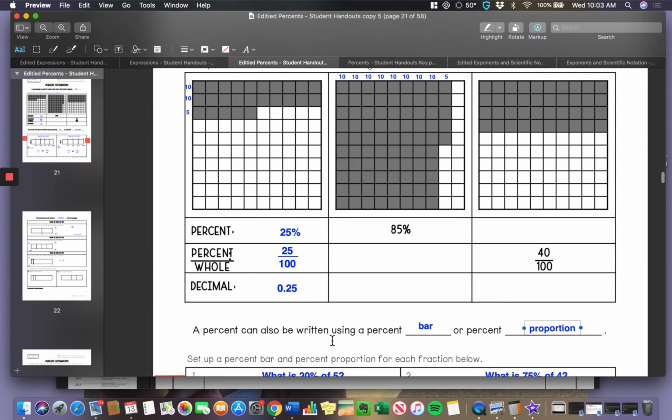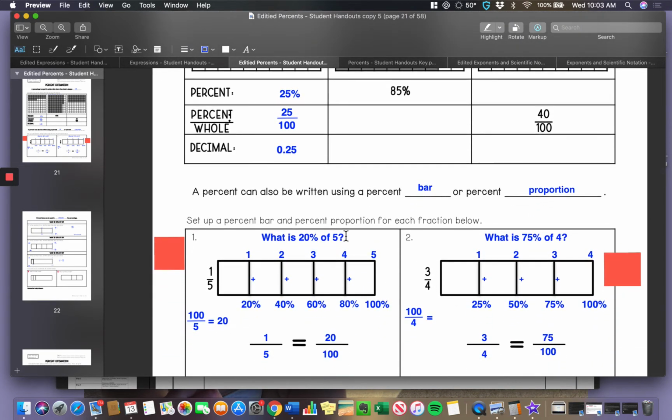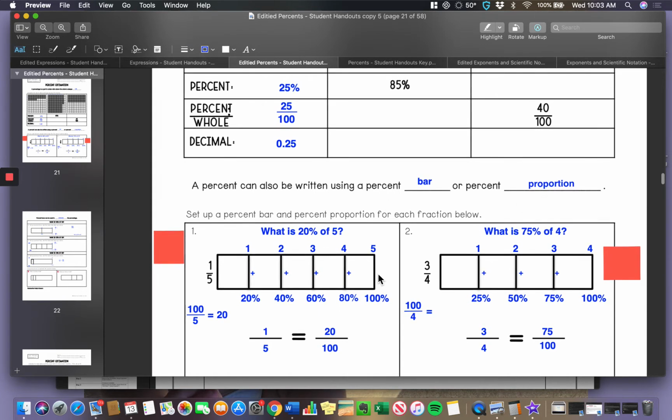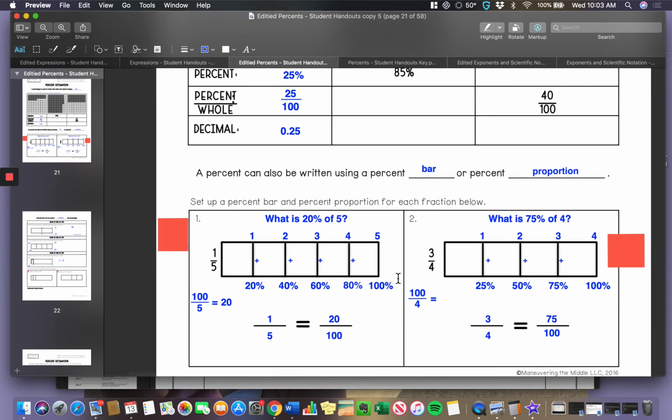A percent can also be written using a percent bar or a percent proportion. Here, I do have a couple set up right here. So we're going to set up a percent bar and a percent proportion for each fraction below.